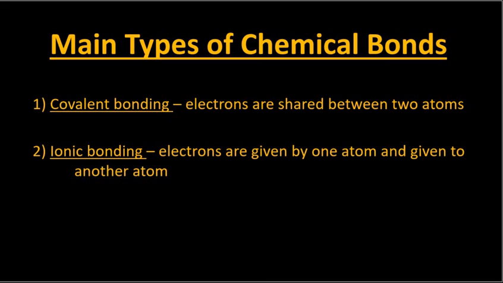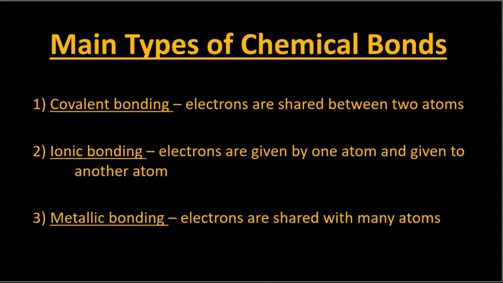The third type, which we're going to have to explain, is a little bit different than what we've seen there. This is metallic bonding, and this is when electrons are going to be shared with many atoms, not just two. And this is going to look a little different, as you'll see.